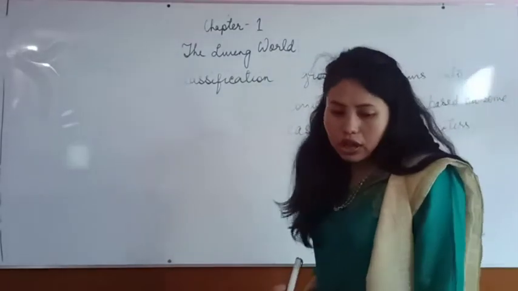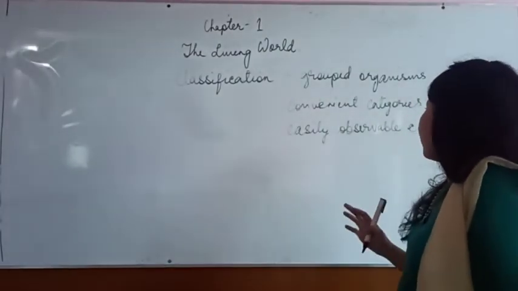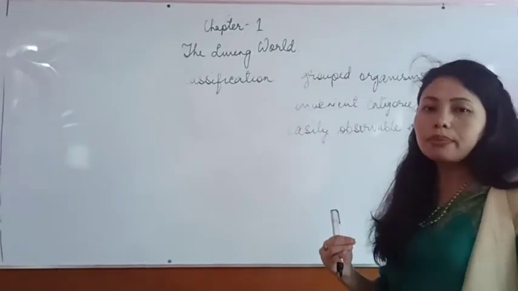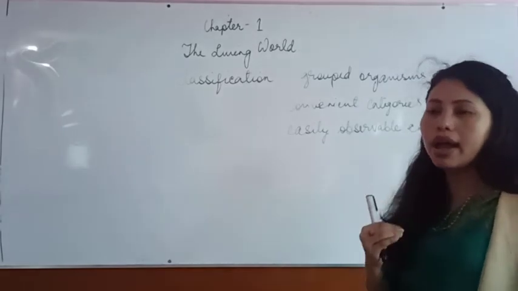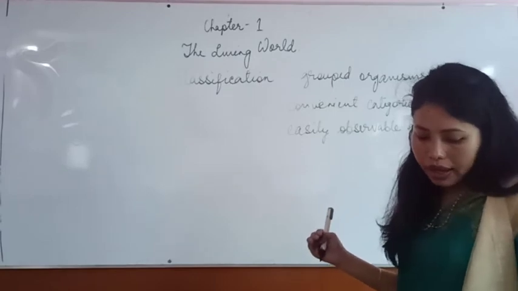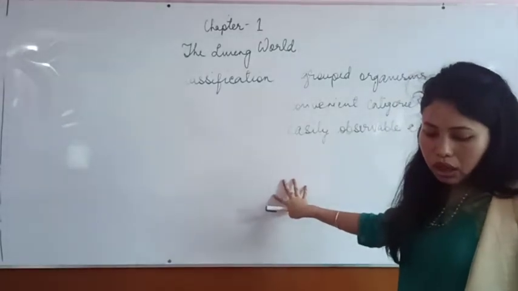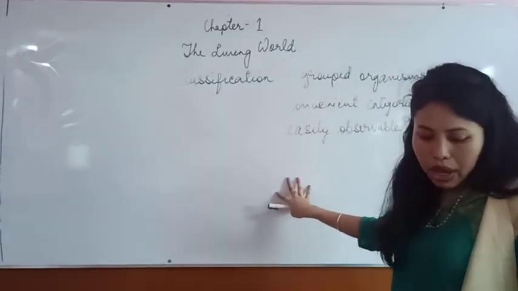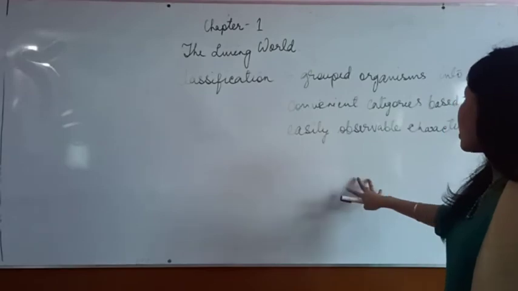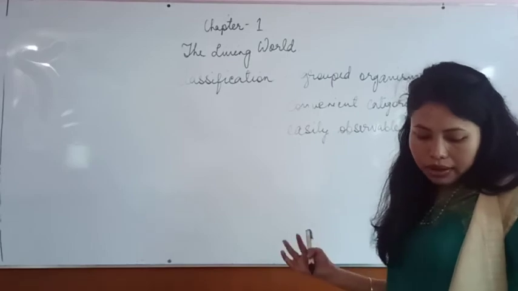So classification is nothing but a process where we try to group organisms into convenient categories based on some easily observable characters. So based on some characters which can be seen by our eyes, we are going to group the organisms. So classification is a process, and it is necessary. Classification is necessary in order to understand all the living organisms. It is necessary to devise classification, and classification is nothing but a process where we try to group organisms into convenient categories based on some easily observable characters.